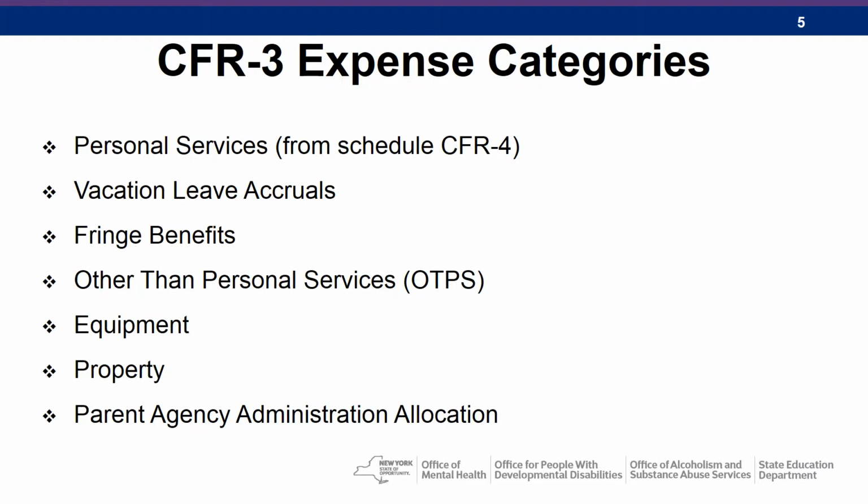The expense categories for Schedule CFR 3 are as follows: Personal Services from Schedule CFR 4, Vacation Leave Accruals, Fringe Benefits, other than Personal Services or OTPS, Equipment, Property, and Parent Agency Administration Allocation.